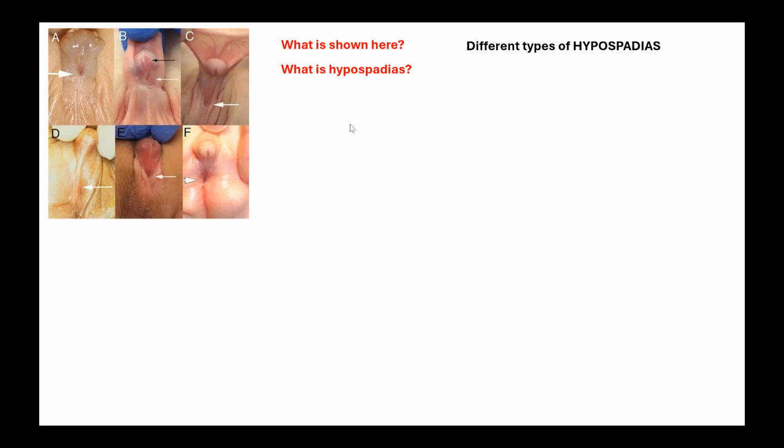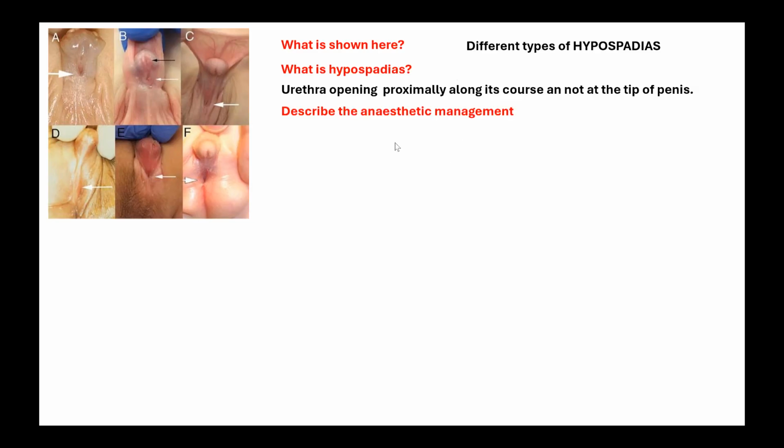What is hypospadias? Hypo means below, spadias means opening: an opening which is not in the normal position. So the urethral opening is proximal along its course and not at the tip of the penis. What is the anesthetic management for repair of hypospadias? Have you ever seen a case being done in your experience so far during training?